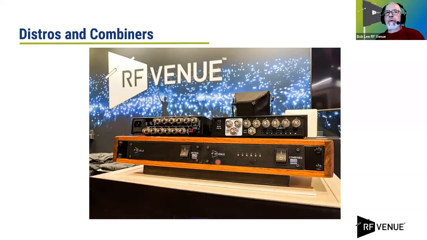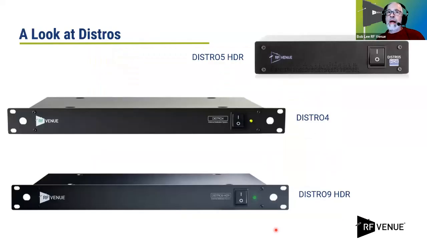They're half rack space. You can put 5 channels of distro and 6 channels of combiner in one rack space. And that really covers 90% of bands out there. So this is something good to know about. The HDR designation, and the model name we'll get into a little bit later, stands for high dynamic range. So let's look at the 3 distro models that we offer. The Distro 5 HDR, of course, the new one.